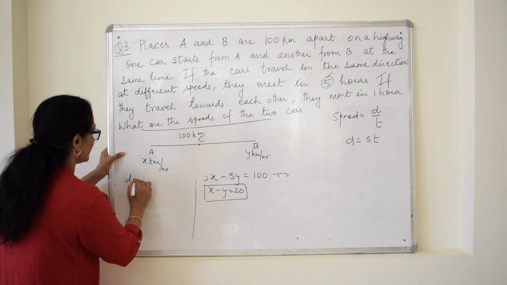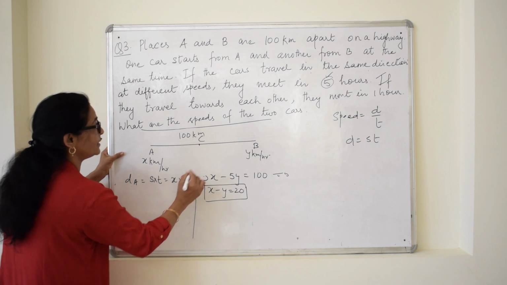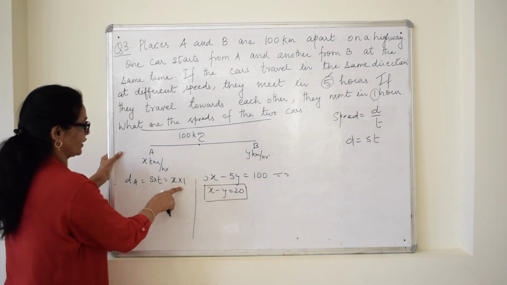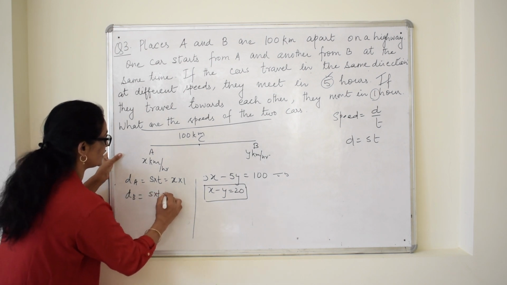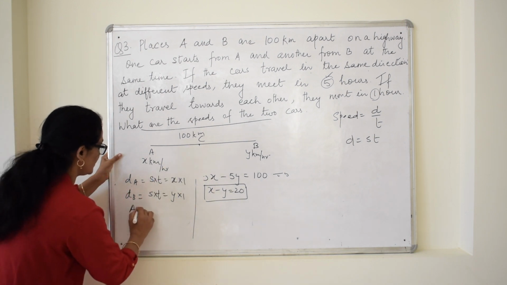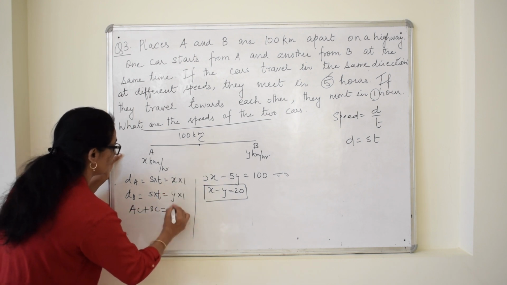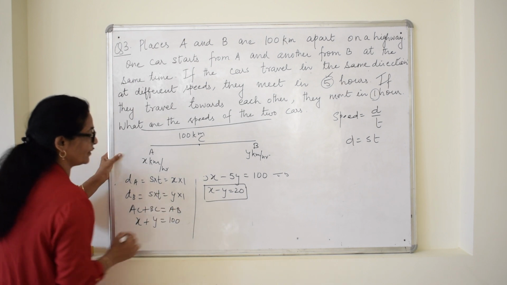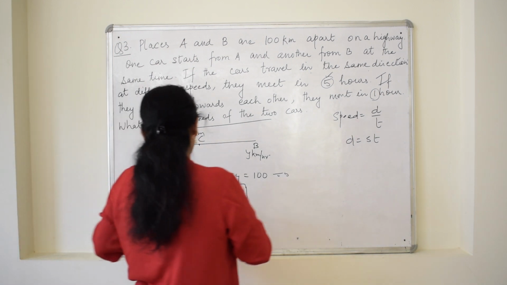So distance covered by car A will be speed into time. Its speed is x, and in this case they are meeting after 1 hour. Similarly, distance covered by car B, speed into time, that will be y into 1. The relation here is AC plus BC is equal to AB. Now AC plus BC is x plus y is equal to 100. The second equation is x plus y is equal to 100.